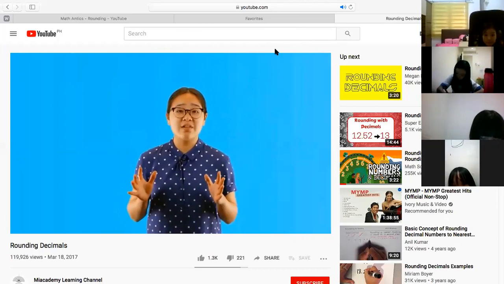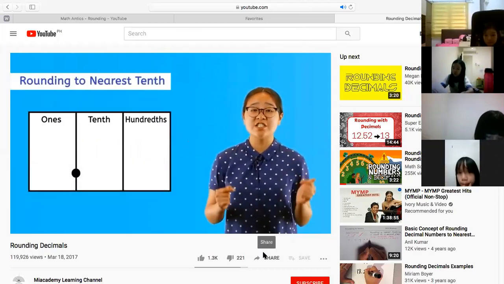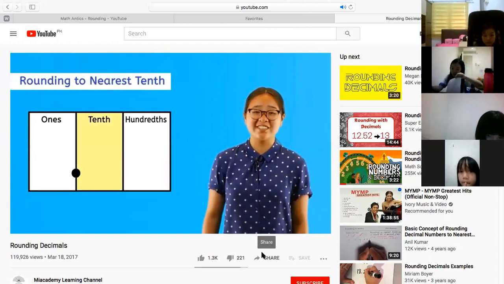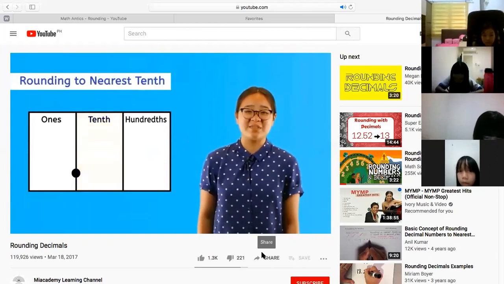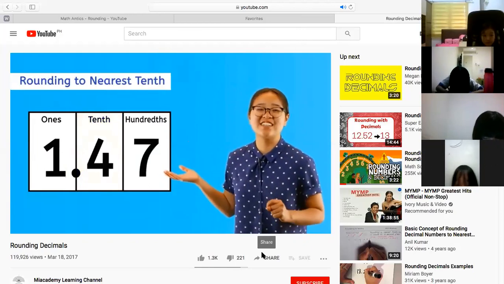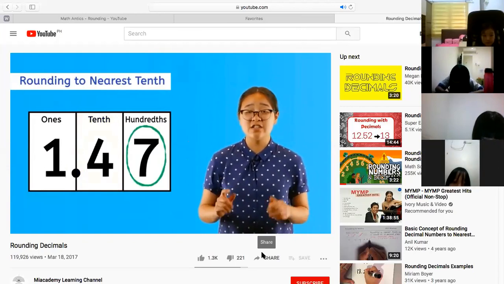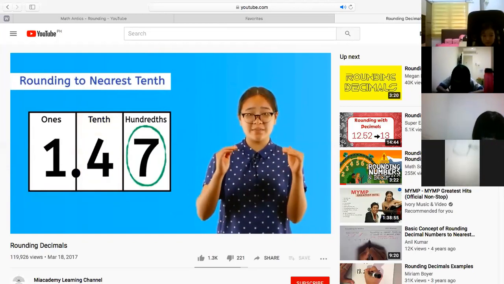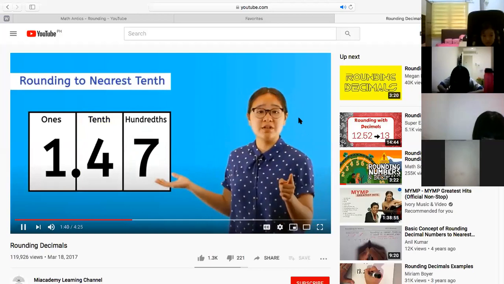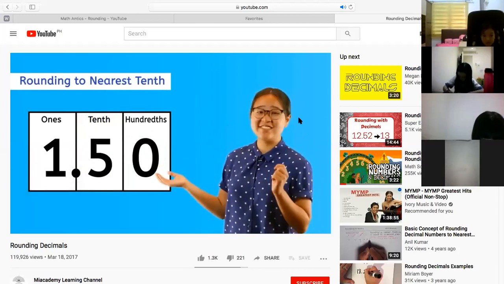Let's look at how to round a number to the nearest tenth. That means to the first digit to the right of the decimal point. Try a few examples with me. Our first number is 1.47. The digit in the hundredths place is 7, so we round up. This number, rounded to the nearest tenth, is 1.5.